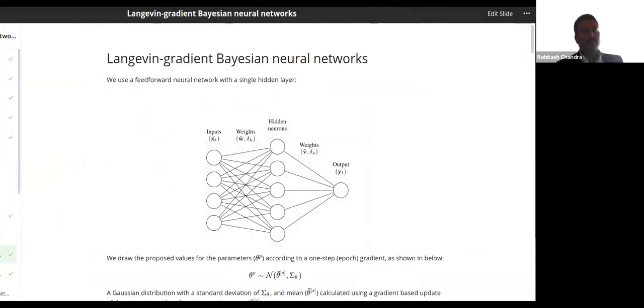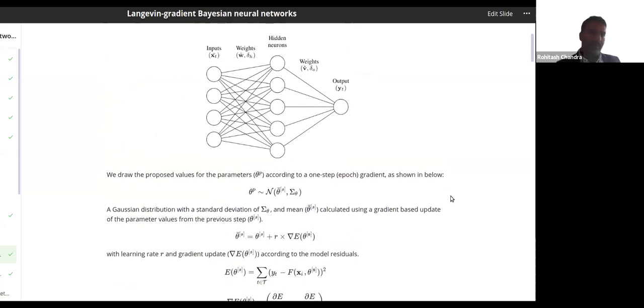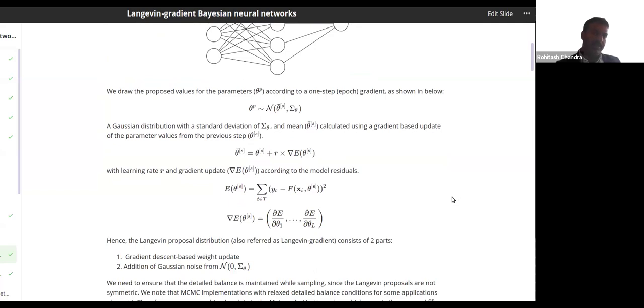Anyway, we move into the next topic, which is Langevin Bayesian neural networks. To make it more clear, I call it the Langevin gradient Bayesian neural networks. So what is this? We have the Bayesian neural networks where you have the input, weights, and biases as probability distributions, right? And we have trained the neural network with a random walk proposal distribution.